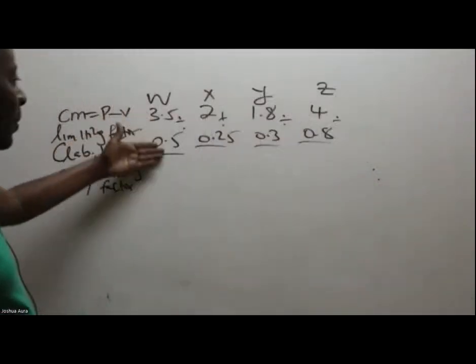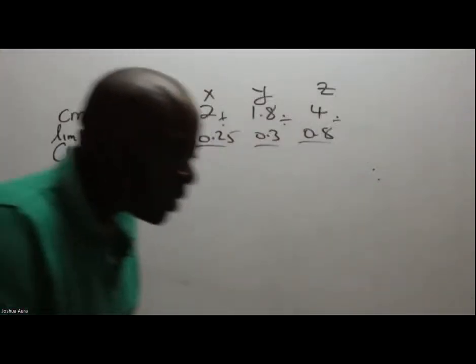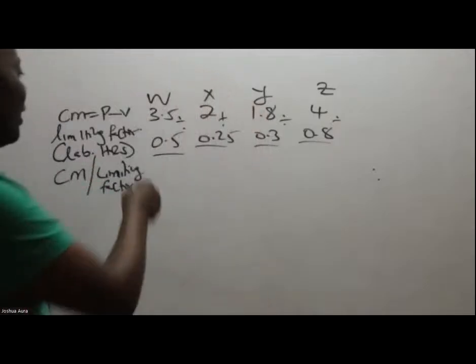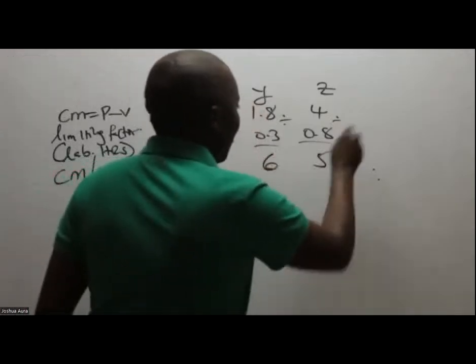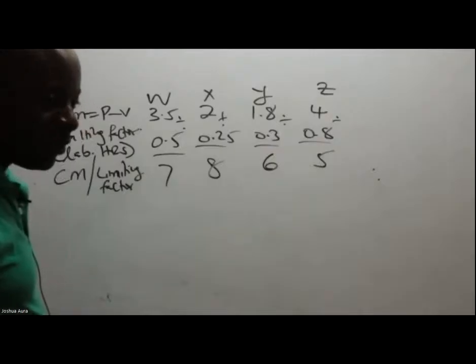So 3.5 divided by 0.5 gave you 7865. 7865, like that. Thank you very much.